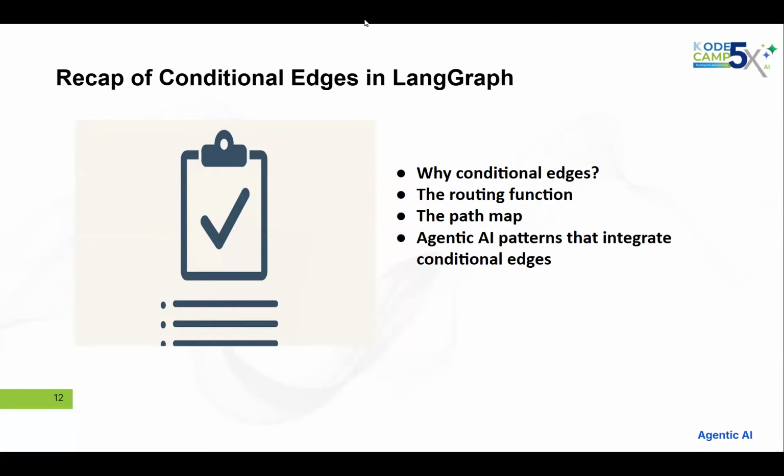The other thing is the different agentic AI patterns that integrate conditional edges and use a routing function. We mentioned a few of them, so we could get that from the video of the last class. So we move ahead from here.